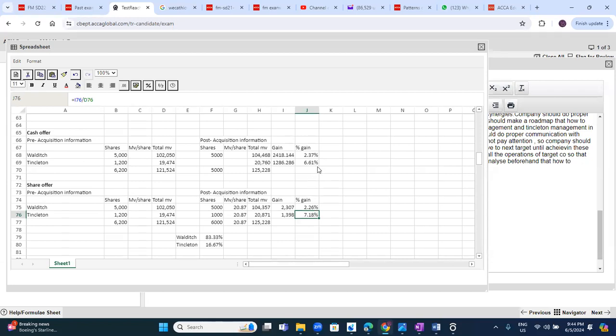However, in cash offer, the company has to pay tax immediately. And plus, they will not become part of the group. They will not share the future synergies of the group.